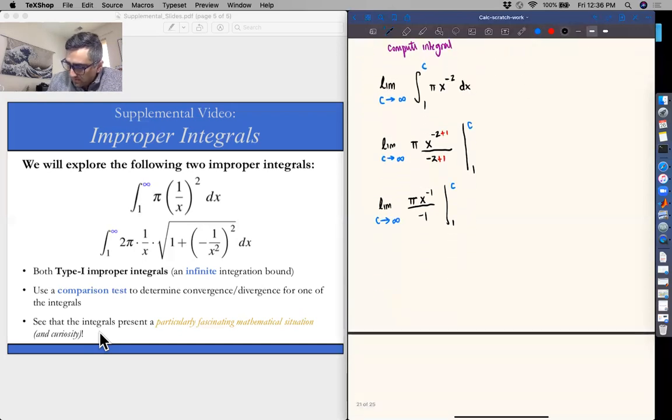So if we clean this up a bit, what our limit looks like now is minus pi times, and let's plug in those integration bounds, the upper bound first. So x to the minus 1 is the same thing as 1 over x. So this first term becomes for us a 1 over c. And then we subtract off that bottom, minus 1 over, plugging in 1.